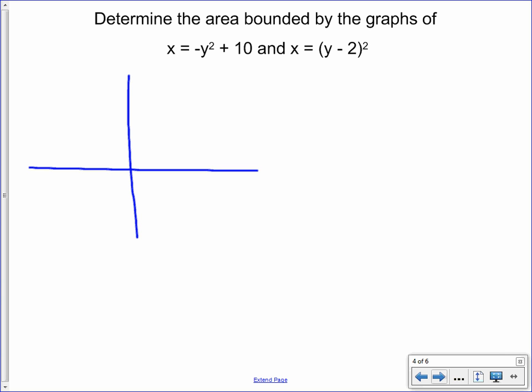All right. So negative y squared plus 10. What does negative y squared look like? The parabola that opens to the left, plus 10 would force it to go more positive. Okay, x equals y minus 2, the quantity squared. So if we were doing this, it's a parabola opening right, shifted more positive, right?